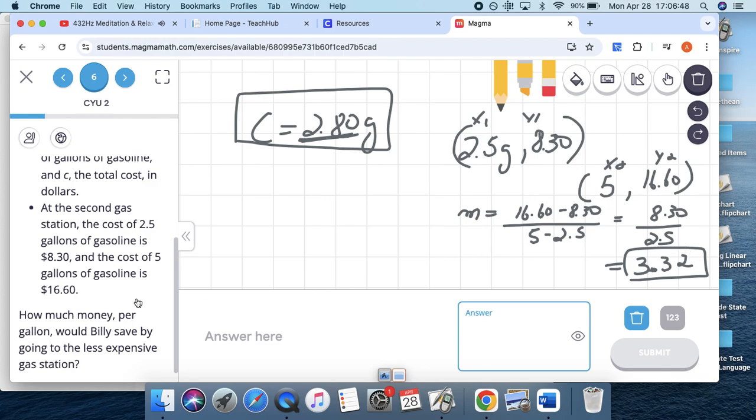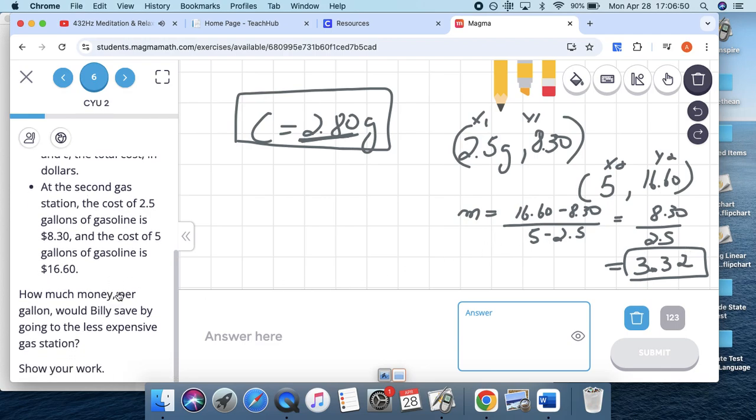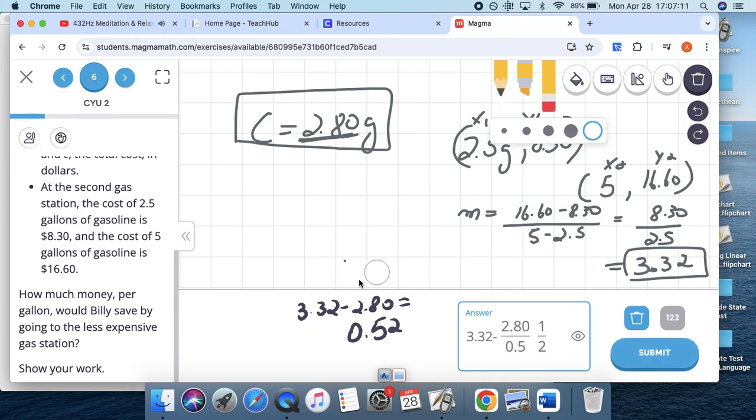So how much money per gallon would Billy save by going to the less expensive one? He would save, well, what's the difference? 3.32 minus 2.80, and it's going to give us 0.52. Answer 0.52.